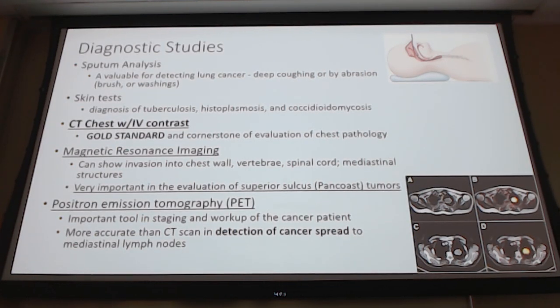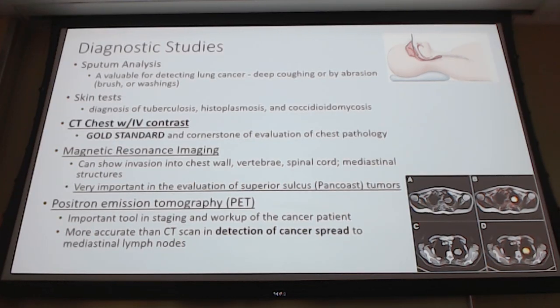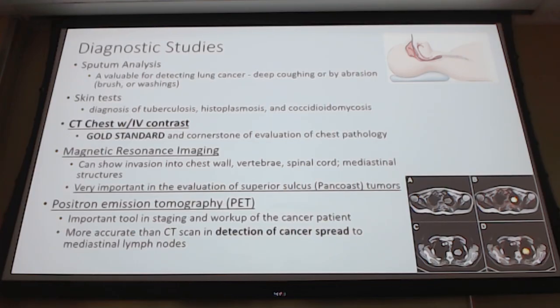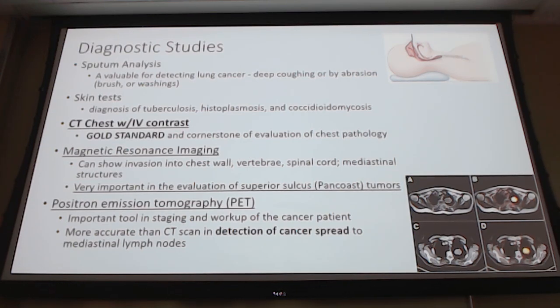All right. What can we do to help diagnose stuff in the lungs? First off, we have the sputum analysis, and we want to try to get a deep cough and or brushing or washing after a bronchoscopy. Okay, this really helps determine what type of bug is actually in the lung. Okay, what type of infectious or fungal, whatever it may be, whatever we find. Okay, it can also be valuable for detecting lung cancer, although that's not necessarily our first choice.